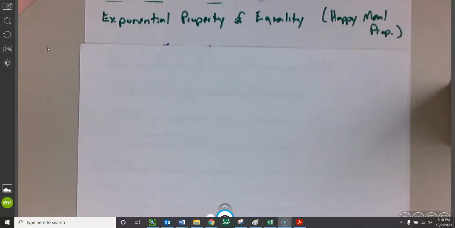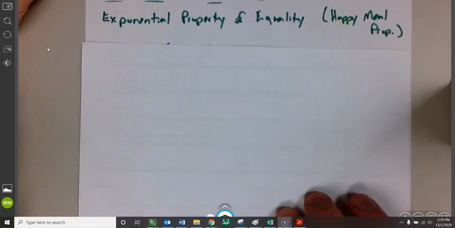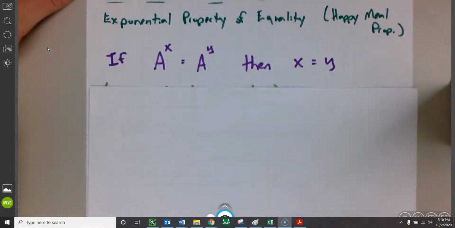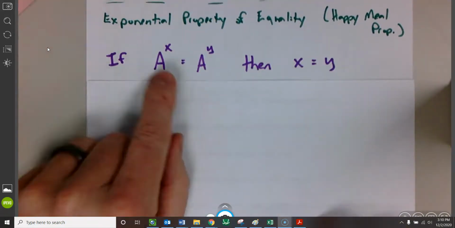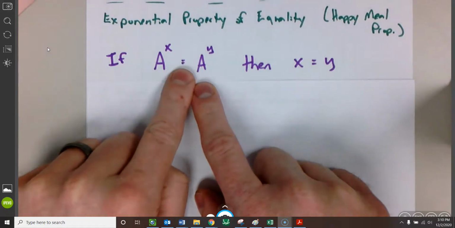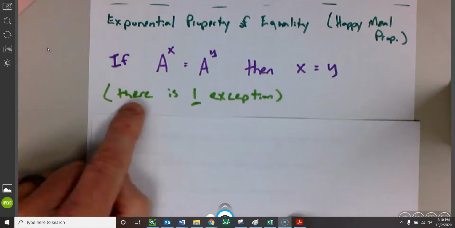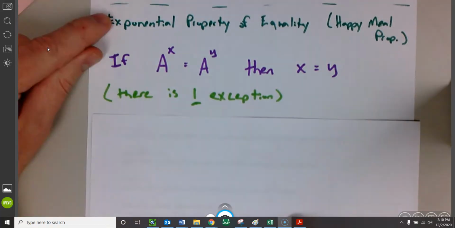Okay, so we just talked about this. We're learning about the exponential property of equality, the exponent property of equality, and a happy meal property. There it is again in purple, what we saw before. If the two bases are the same and they're equal, then the two exponents have to be the same. Let's just show a couple easy examples. There was one exception. Can you think about what it is?